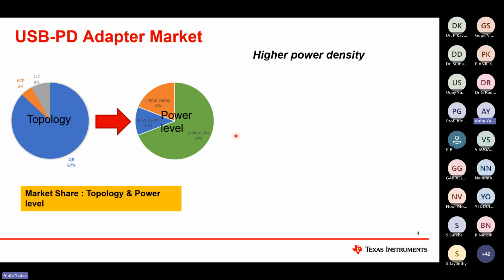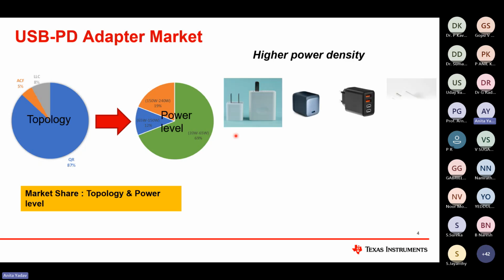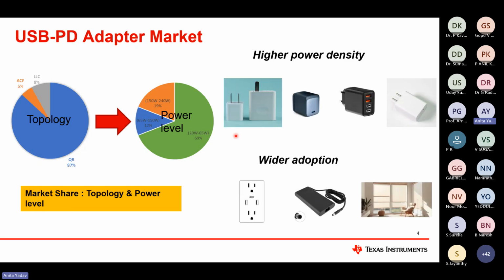This is one thing. Now going forward, this is with respect to QR flyback. In the USB PD market, why is QR flyback dominating? The reason is here. It supports very high power density and high efficiency within the power range of 20 watt to 65 watt. So the correlation is like that. We are saying QR flyback dominates 87% of the market in the power range of 20 to 65 watt, which is 69% of the USB PD power level.